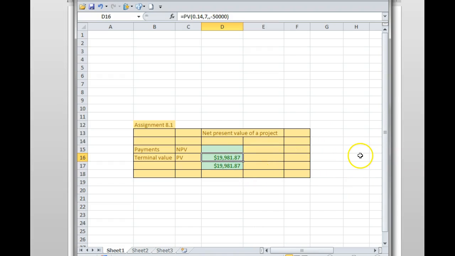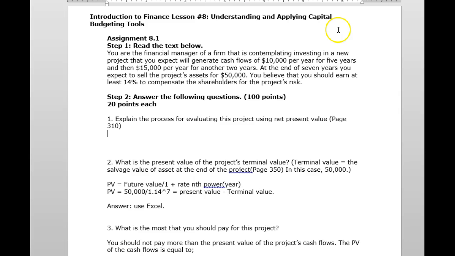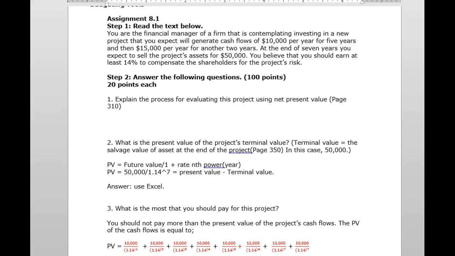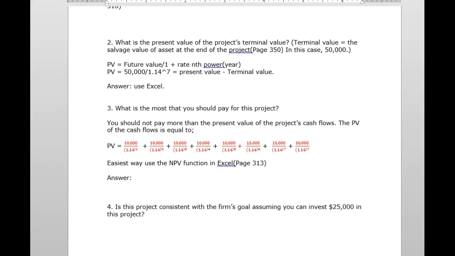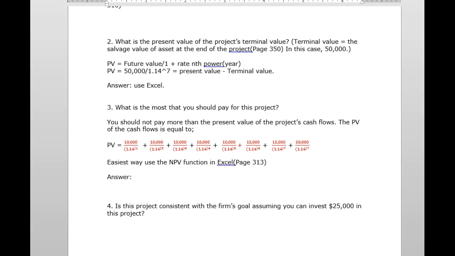You've got $19,981 as the terminal value in this case. So kind of keep that in mind. I'll put that spreadsheet up so you can use it to play around with it and get familiar with creating present value of future values. So that is number 2. And now they want to know, what's the most you should pay for this project?